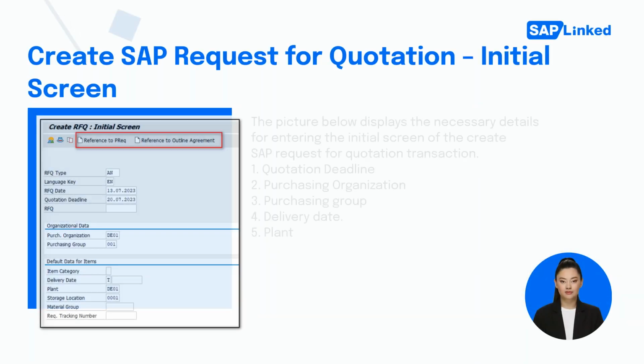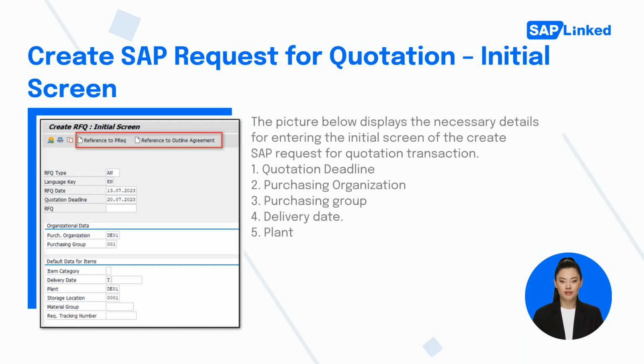In this transaction, we have multiple options to create a request for quotation. We can create it with a reference to a purchase requisition or with a reference to an outline agreement. Even if there is no preceding document, we can still create a request for quotation. It is not mandatory to have a reference document. However, if you want to track the document's flow from requirement generation to supplier selection, you should use the reference functionality.